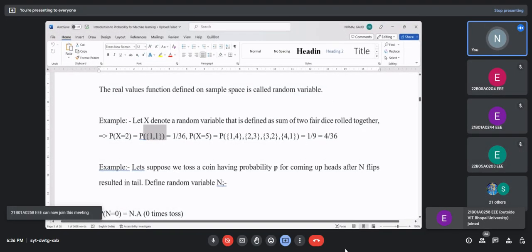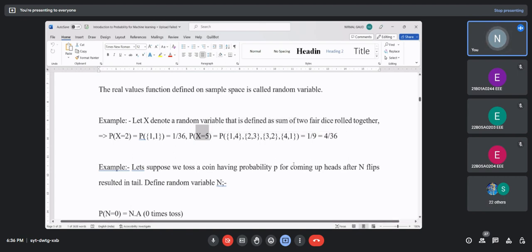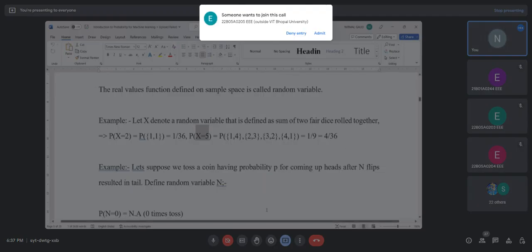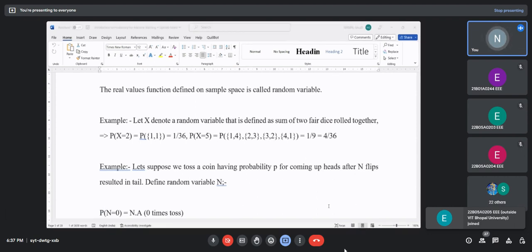Now, same thing, what is the possibility that I'm going to get 5? So what are the possible combinations on both the dice? I'm going to have 1 4 or 4 1 or 2 3 or 3 2. That means I have four possibilities. So the total number of outcomes is 36 and my possibilities are 4. So 4 by 36, that will be equal to 1 by 9. All right. So this is the simple mathematics which we apply in our probability.